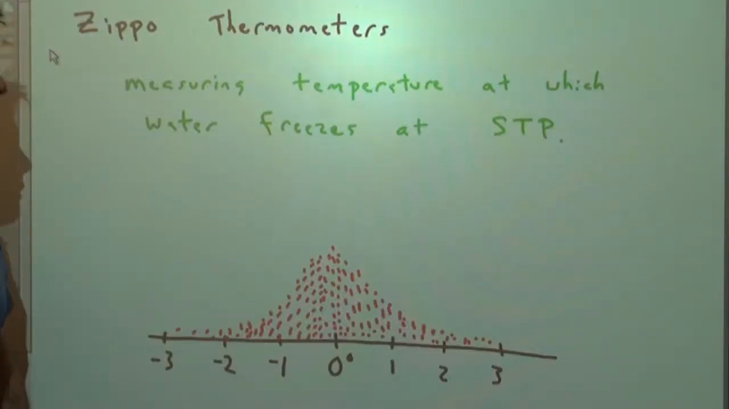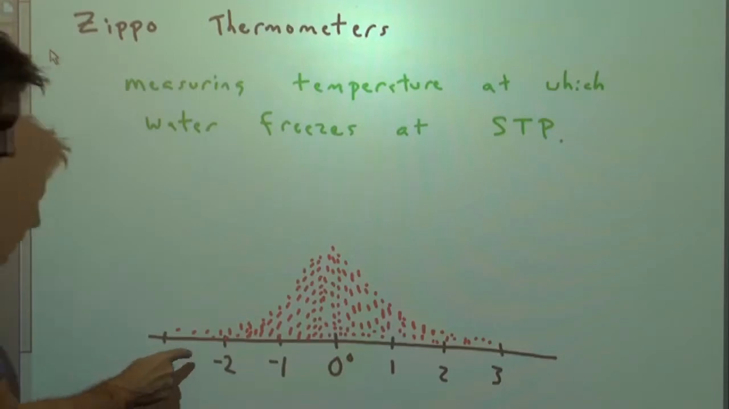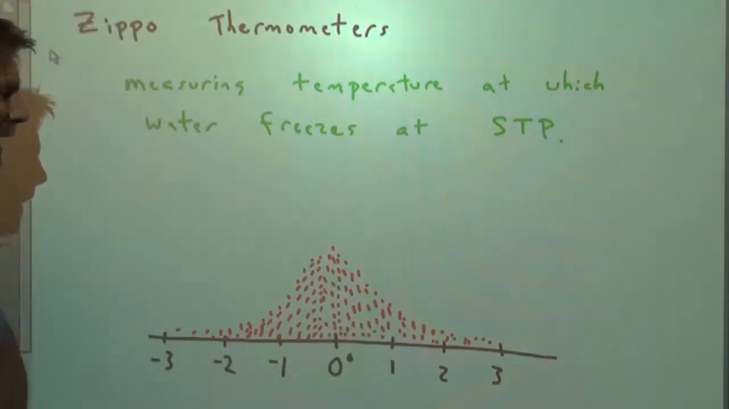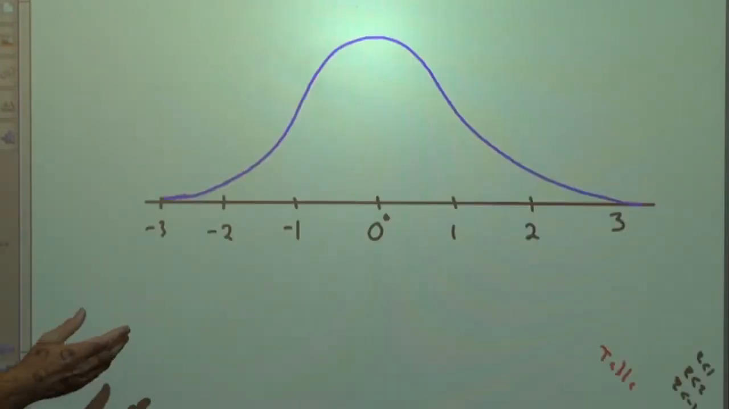Introduction to the normal distribution. Let's suppose we have Zippo thermometers. They're pretty cheap. We're measuring the temperature at which water freezes at standard pressure. So check this out. It's supposed to read 0 degrees Celsius, but these things are really in error. That's right, we got them for like 25 cents a piece, so we're happy.